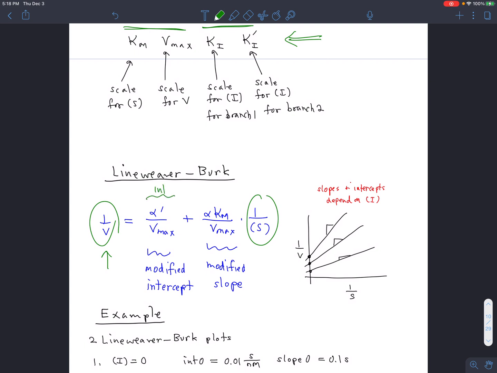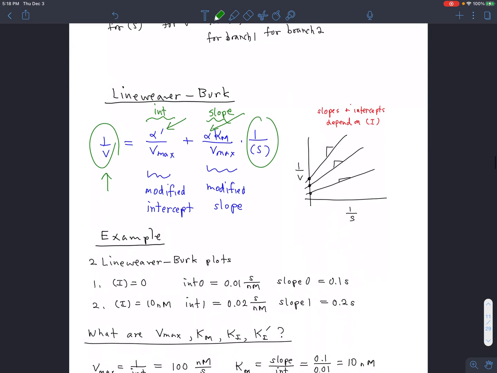So the intercept here depends on the branch 2 inhibition, alpha prime, and the slope here depends on the branch 1 inhibition, that's alpha itself. And so you can tell when inhibition is present, and you can tell when the pure type is present, right? If only the slope changes, then it's pure branch 1. If only the intercept changes as you change the inhibitor concentration, then it's pure branch 2. If both are changing, like in this example, then both branches are active.